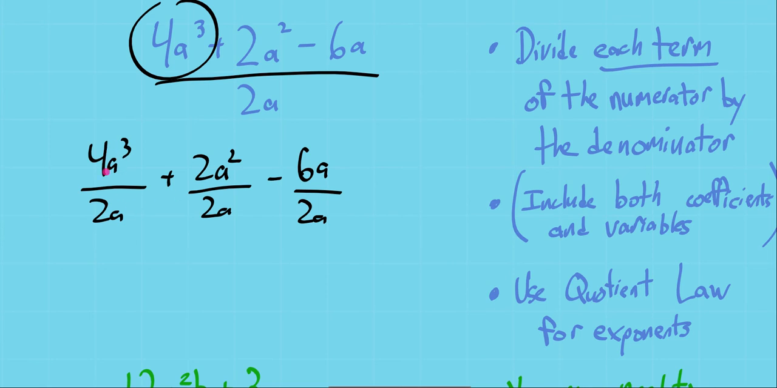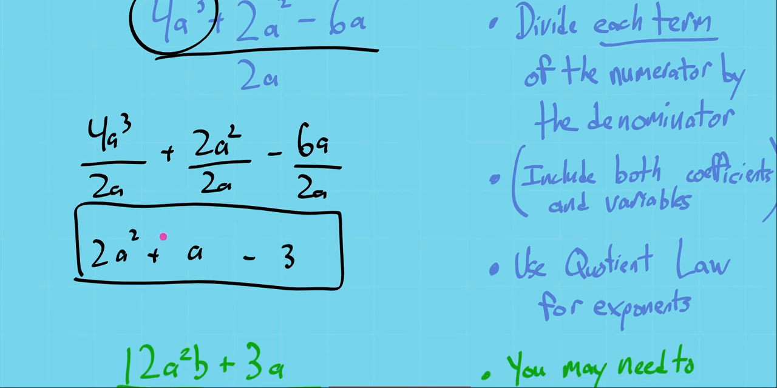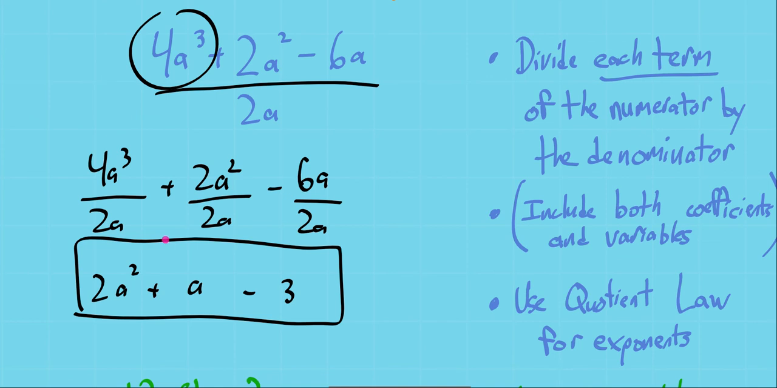Now we can do each one of these individually. So 4 divided by 2 is 2. A cubed divided by a, 3 minus 1, is a squared. Over here, 2 divided by 2 is 1. A squared divided by a, that's a to the 2 minus 1, that's just a. And over here, 6 divided by 2 is 3. And a divided by a cancels out, so it's just 3. So this is my quotient when I've got 4a cubed plus 2a squared minus 6a over 2a.